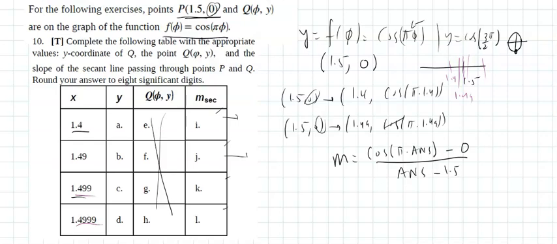So in the first round, we're going to take the cosine of 1.4, right? y2 over x2 minus x1. Well, x2 is 1.4 minus 1.5. In the second round, we're going to take y2, and there we're going to put 1.49 for answer, minus 0, that's right there, over x2, that's the answer, minus 1.5.